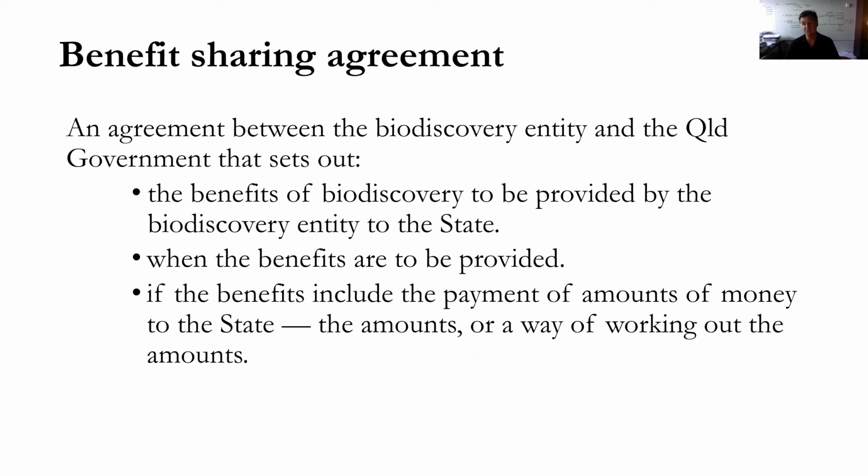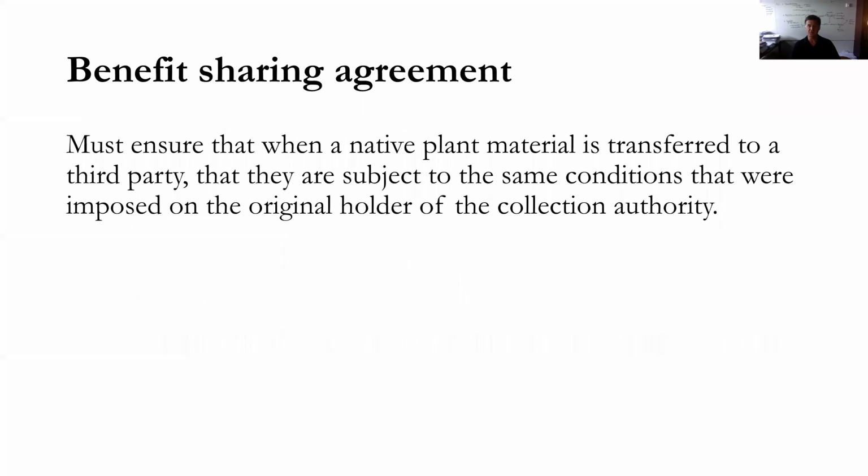There have been very few of them issued to date, so I don't really think there's a standard one going forward. These are the minimum requirements. There may be other things that the parties want to specify about how they share them afterwards and what they do going forward. I have seen some that are incredibly detailed and lengthy legal documents, but they don't need to be. This is the minimum material. The only other condition is it must be a commitment to ensure that if the material that's been collected and used is then transferred to a third party, you'll do so under the same conditions imposed on the original holder of the collection authority.